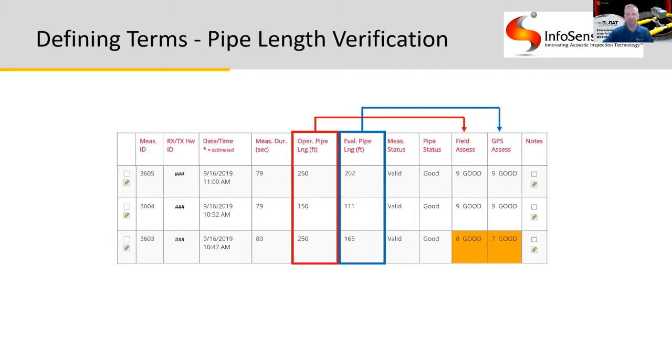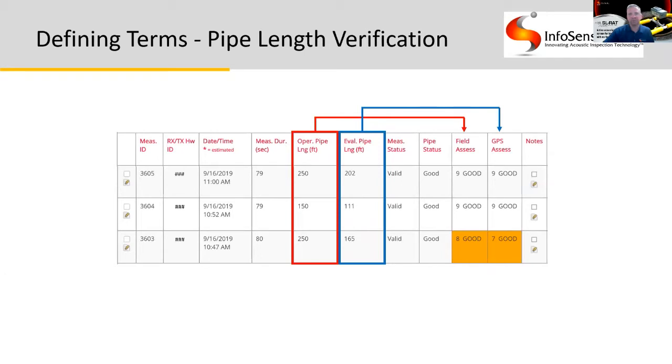On the other hand, when you look at measurement 3603 at the bottom, the operator indicated that the pipe length is 250 feet, but the GPS calculated the length as 165 feet. This was a significant enough difference that the field assessed score and GPS assessed score are different. In this case, it would have been more accurate for the operator to indicate the pipe length as 150 feet. However, the assessment score is only different by 1 and likely would not cause a significant difference in your standards for follow-up action. A rule of thumb is that for every 100 feet you are off, the score may change by plus or minus 1.